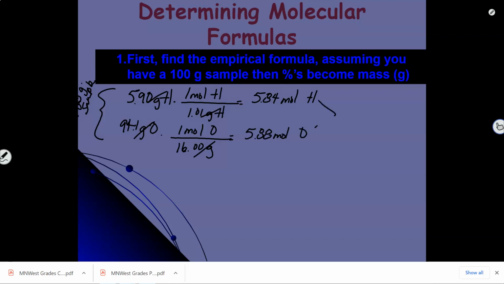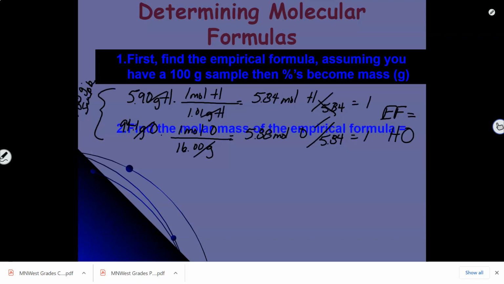Now, if we look at these two, those two numbers are pretty identical. So we take this one, and if we divide it by 5.84, we would get 1. And if we did this one, we would get 1.00 something. So this looks like it is a 1-to-1 ratio. Okay, so it looks like our empirical formula equals HO. It's a 1-to-1 ratio.